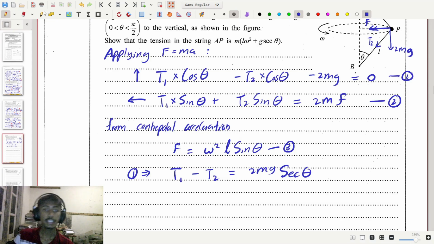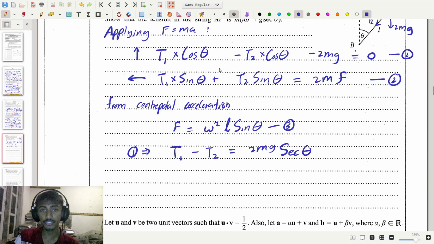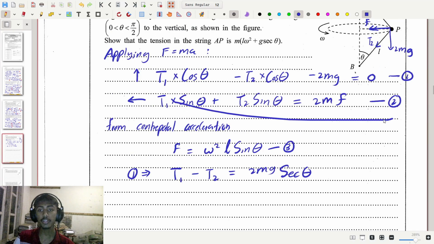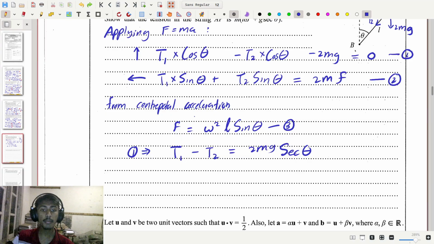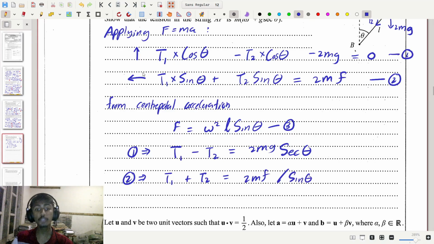Now similarly, if we consider equation number 2, dividing both sides by sine theta, we can get this thing to the other side and write T1 plus T2. If we take equation number 2, we get T1 plus T2 equals, on the other side, 2mf divided by sine of theta.